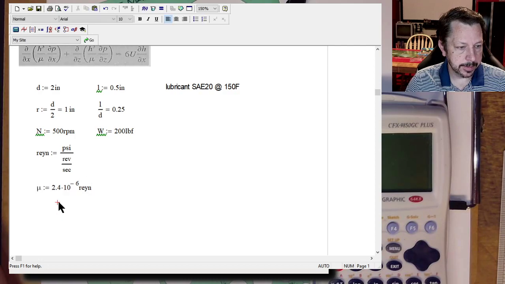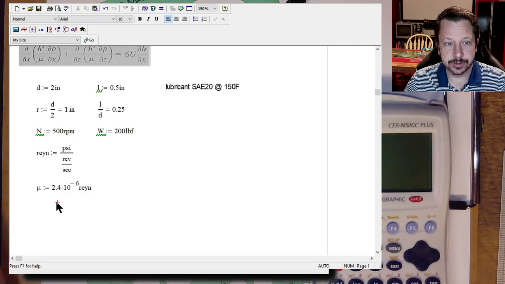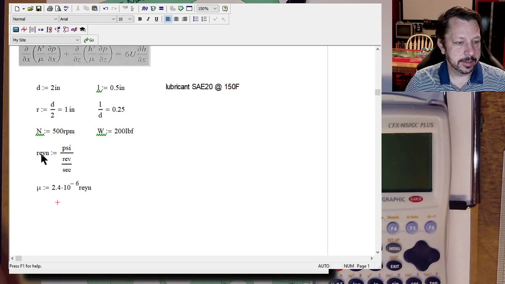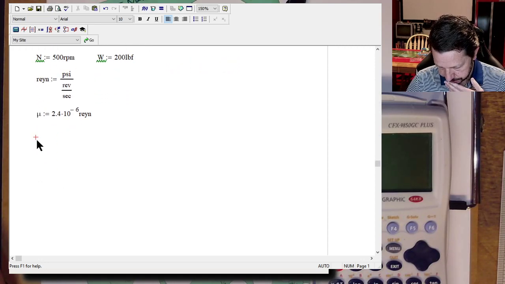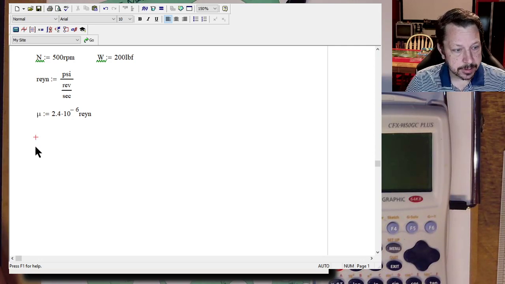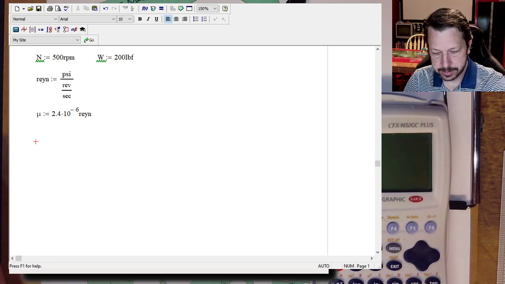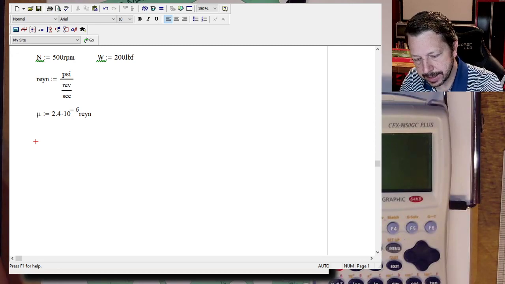You can do that with any kind of units that you might need to create, as long as you can break them down into units that Mathcad does know about, then you can define a new unit. All right, so we have our viscosity. We need to calculate our Sommerfeld number. Well, actually, we're not going to calculate it because our Sommerfeld number needs C in it, the clearance, and we don't have that yet. That's actually where we need to start.